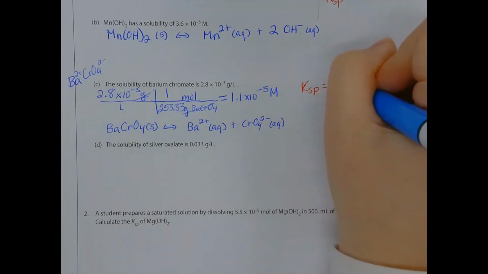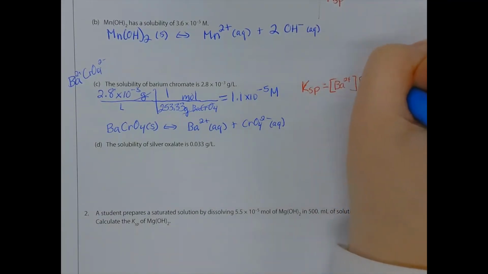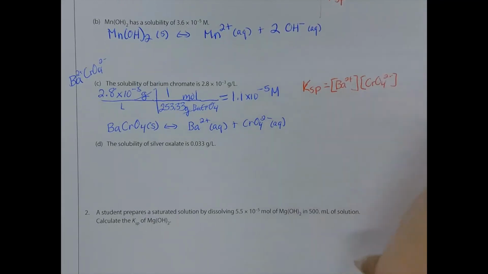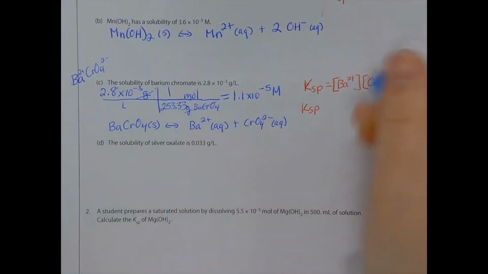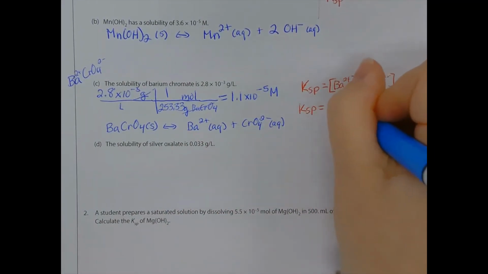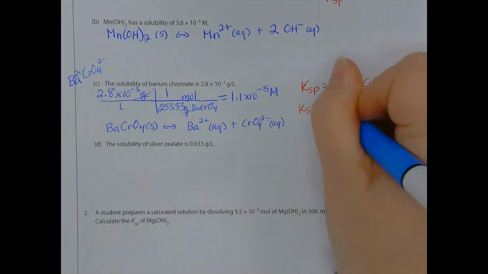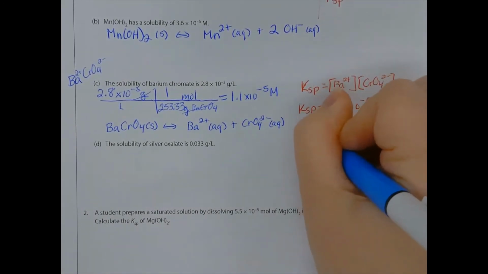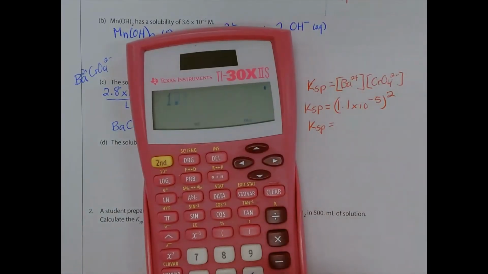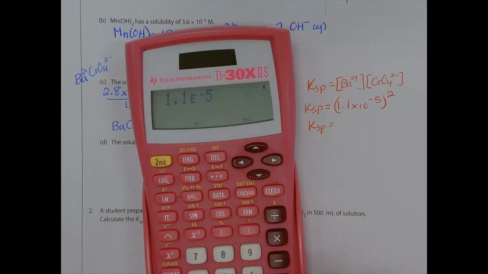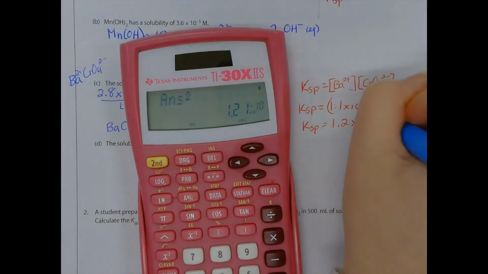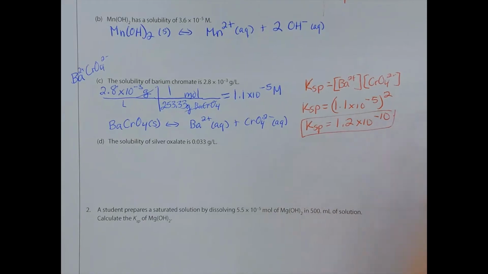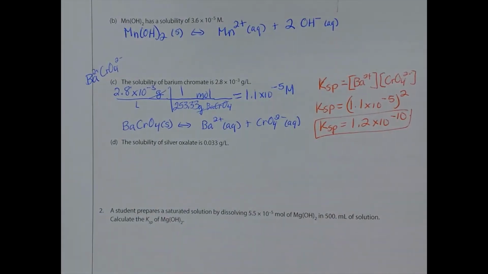So we know it's Ba2 plus and then CrO4 2 minus. And then we can go ahead and add our numbers in there. Again, it's going to be equal amounts because it's 1-to-1. So I'm going to go ahead and put my 1.1 times 10 to the negative 5th. Since they're the same, I'm going to go ahead and square it. And our Ksp is 1.1 times 10 to the negative 5th, and we'll square that. So we get 1.2 times 10 to the negative 10th for our Ksp value.